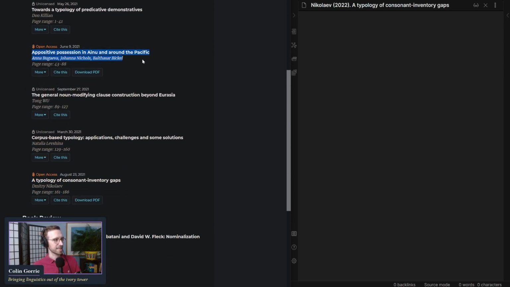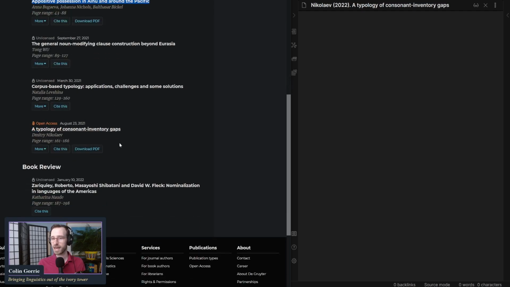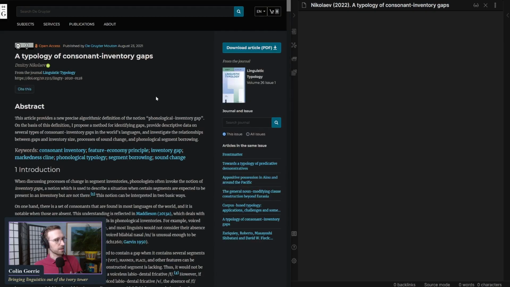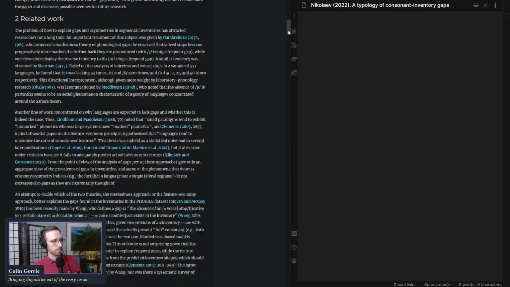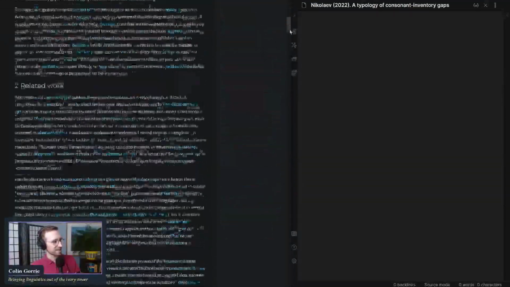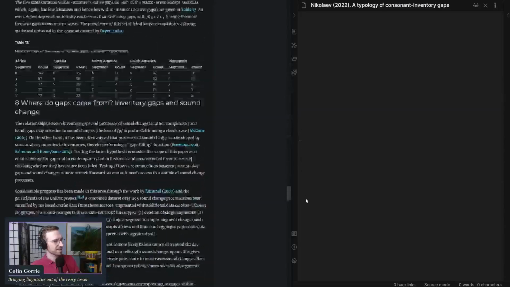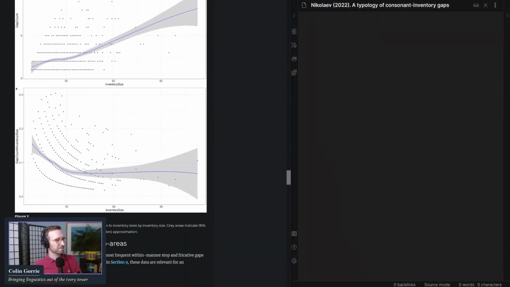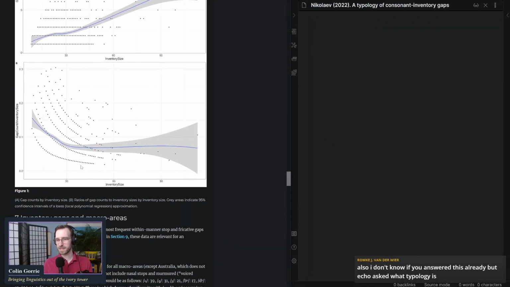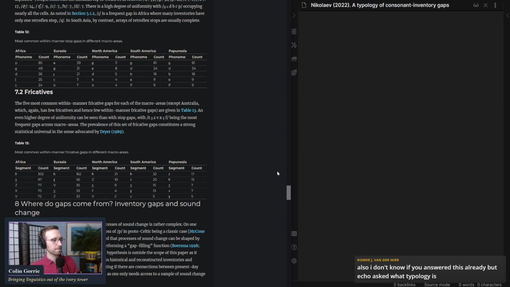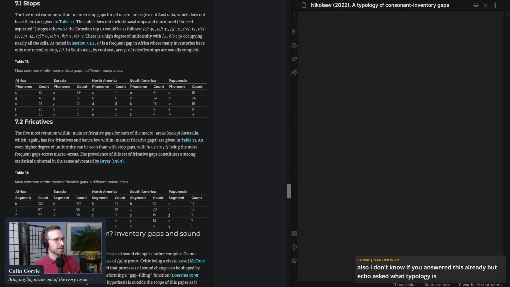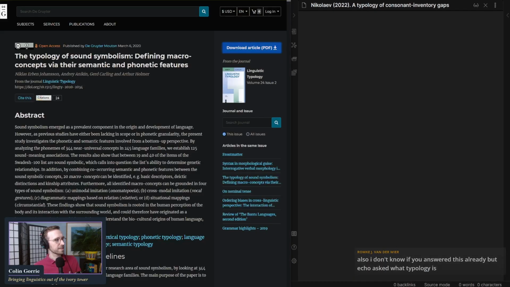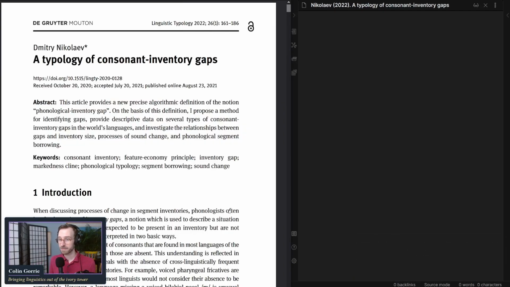So there's one on appositive possession in Ainu and around the Pacific. Interesting. And here is our paper here, A Typology of Consonant Inventory Gaps. And then you just go in. You can read it in HTML, which some people might like, but then you get ugly things like, where is it? I saw something ugly. Actually, this looks kind of nice. Well, sometimes you get, yeah. So the figures end up just being sort of plopped in there with this white background, and if you're in the dark mode, it's not as nice. But you can read it here, or you can read it as it was sort of intended to be read in the, no, that's not the paper. Where is it? I've lost it. There we go. In the PDF.